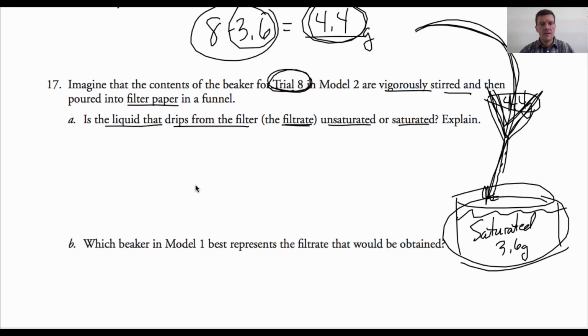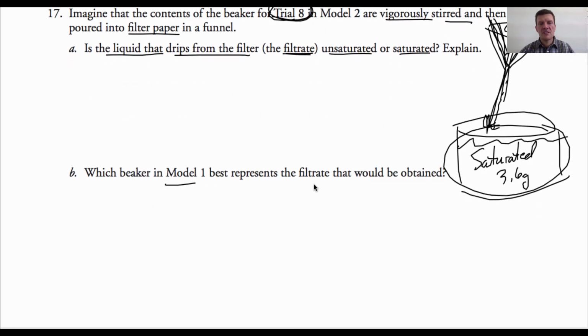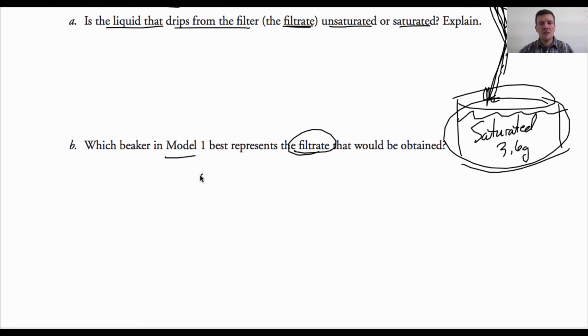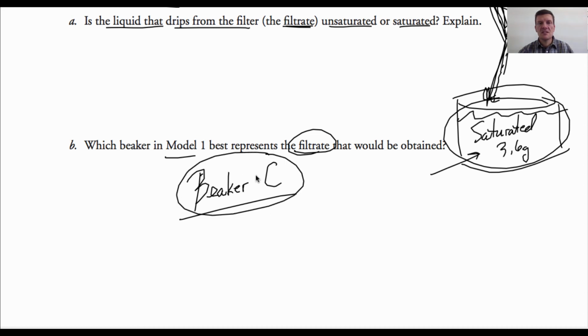Okay? Which beaker in Model 1 best represents the filtrate that would be obtained? Well, that would be beaker C, because it had exactly 3.6. All right, 3.6 in there exactly is beaker C from above.